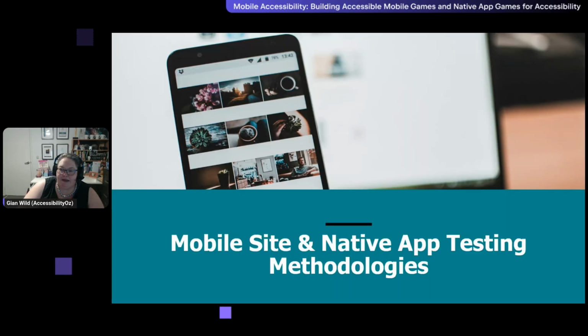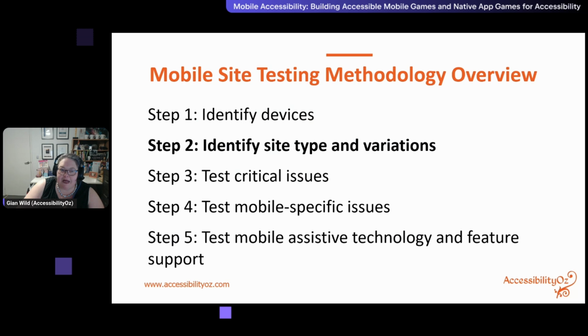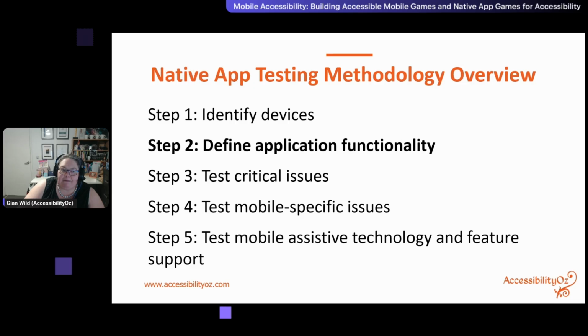So the methodologies have the same 5 steps with the exception of step 2. So the mobile site methodology is identify devices, identify site types and variations, test critical issues, test mobile specific issues, and test mobile assistive technology and feature support. And then for the native app, it's exactly the same except for step 2, which is define application functionality.